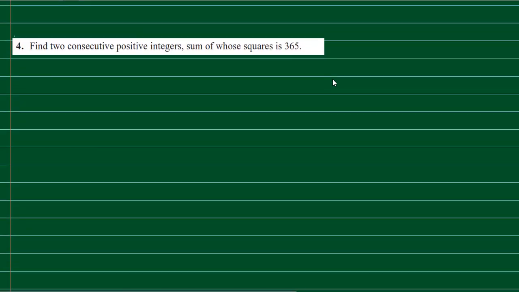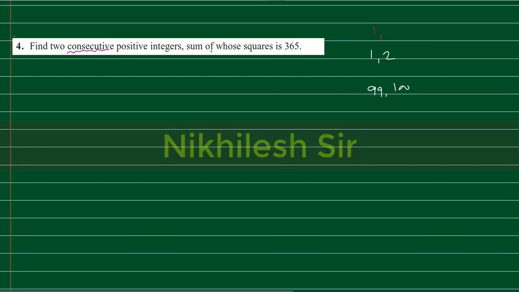Okay, next question: find two consecutive positive integers, the sum of whose squares is 365. Now this time we have to find two consecutive positive integers. You know, the meaning of consecutive is together, that is, 1 and 2 are consecutive, 199 and 200 are consecutive, and also we need positive integers, the sum of whose squares is 365.